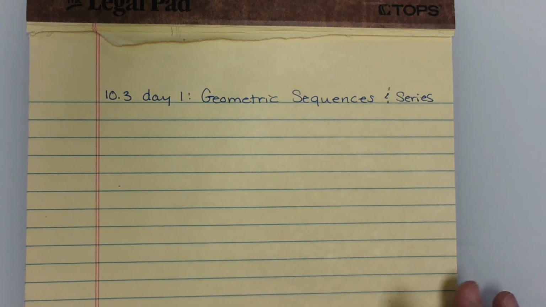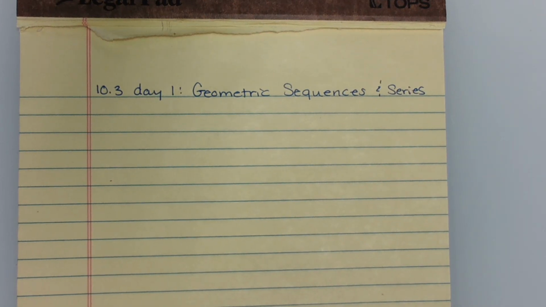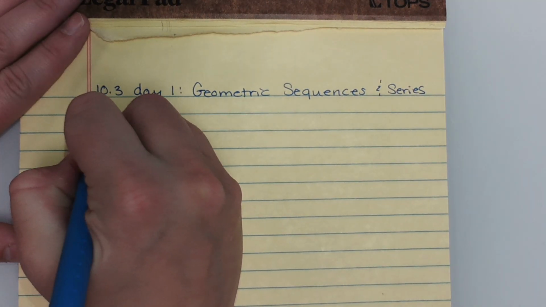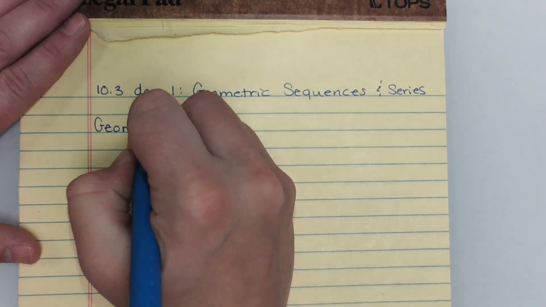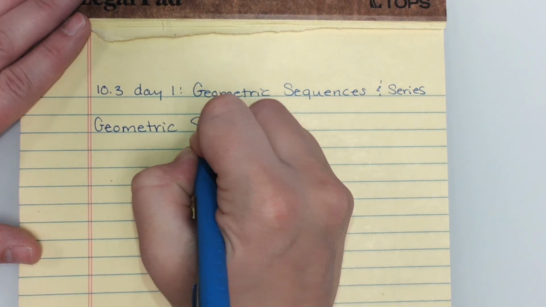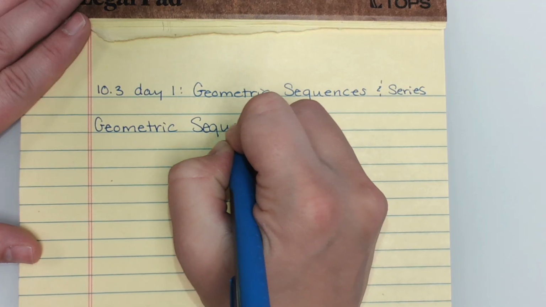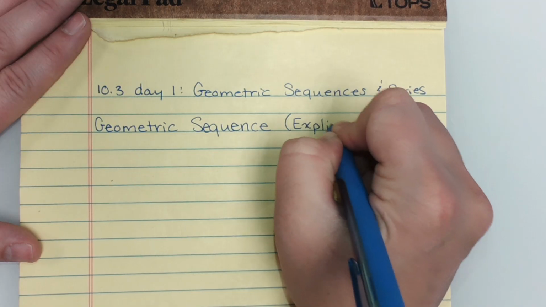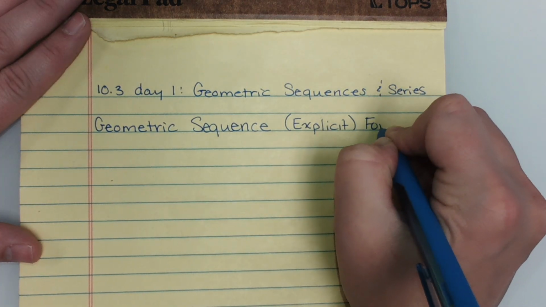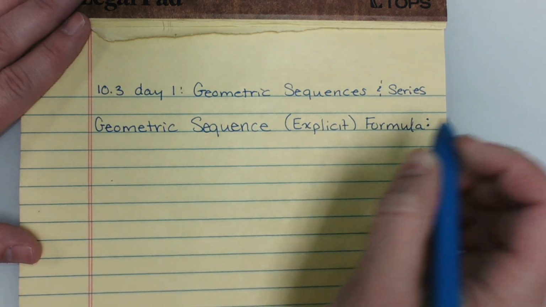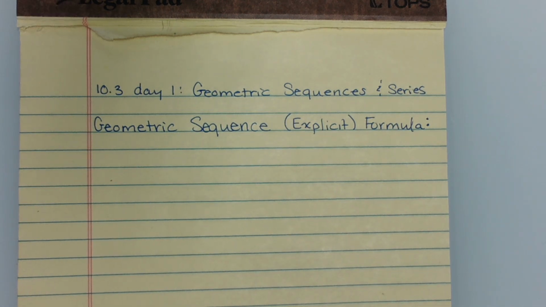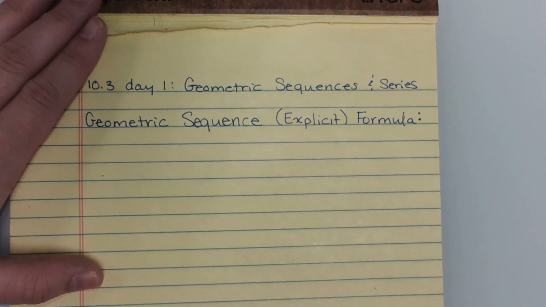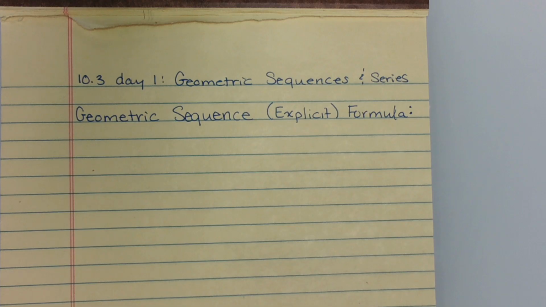Section 10.3, day 1. Focusing in on our geometric sequences and series. Much like with arithmetic, I'm giving you the geometric sequence explicit formula. An explicit formula is one that I can give you the equation and then I can ask you to find whatever term in the sequence I want you to find. We'll eventually talk about recursive formulas in this class as well.